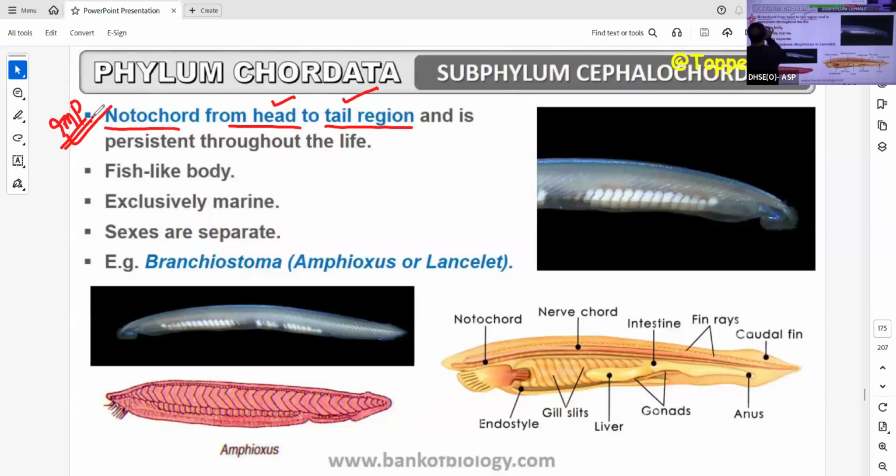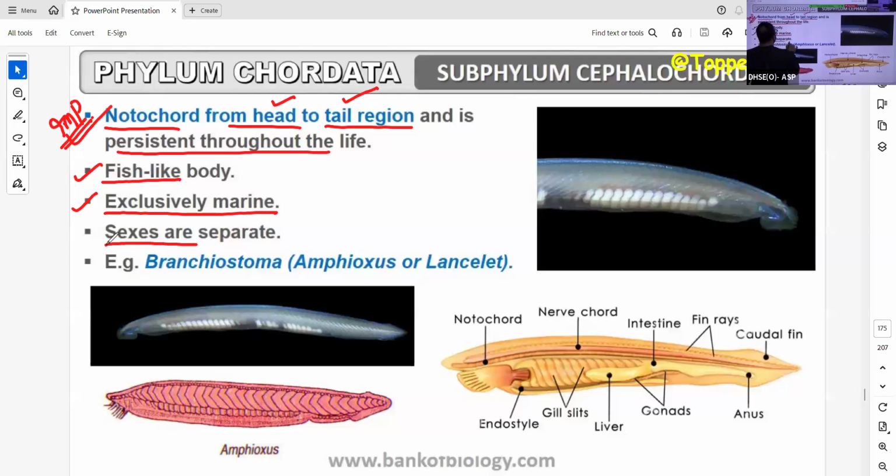Head to tail region, persistent throughout life. Fish-like body, as I've already mentioned. The body is similar to that of fishes. Okay. In similarity, look, they are exclusively marine. Urochordates were also exclusively marine. Cephalochordates are also exclusively marine. Okay.